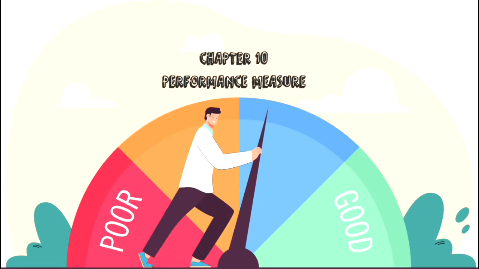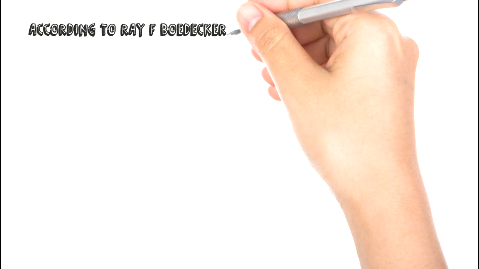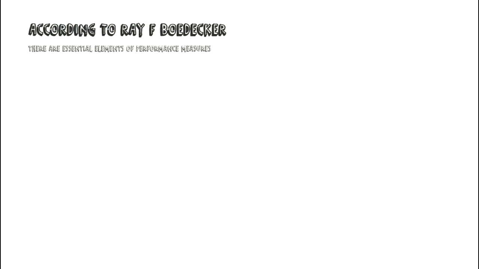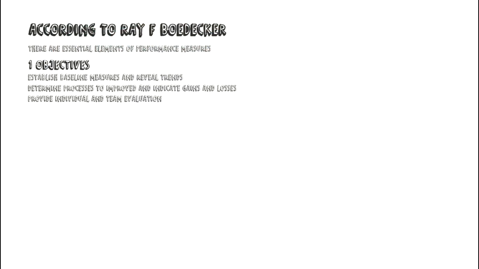Let's proceed to Chapter 10, which is Performance Measure. According to Ray F. Bodecker, there are essential elements of performance measures. Number 1 is objectives. It establishes baseline measures and reveals trends. Determine processes to improve and indicate gains and losses. It also provides individual and team evaluation.